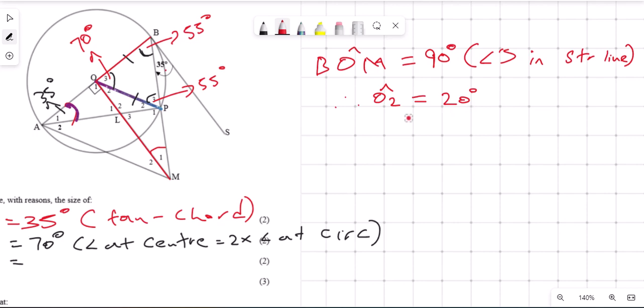What can we say here? Is it complementary or supplementary angles? No, they are complementary. Or we can still say angles in a straight line. Yes. Okay. Then we have O2 is equal to 20 degrees. We write it there.